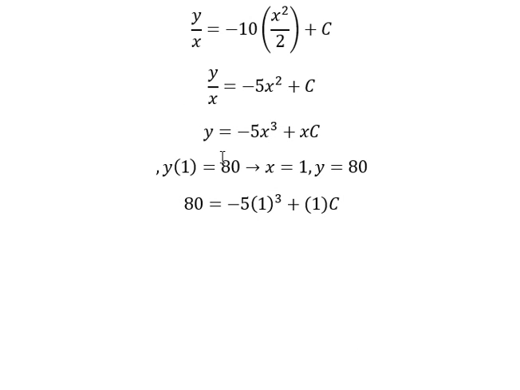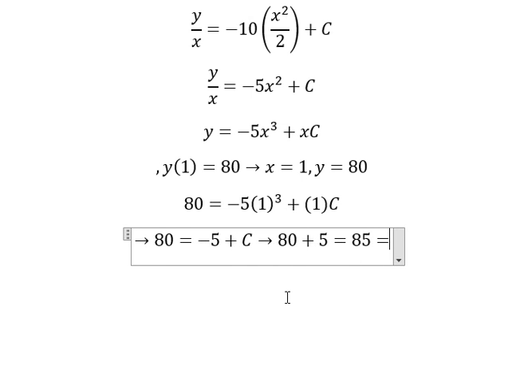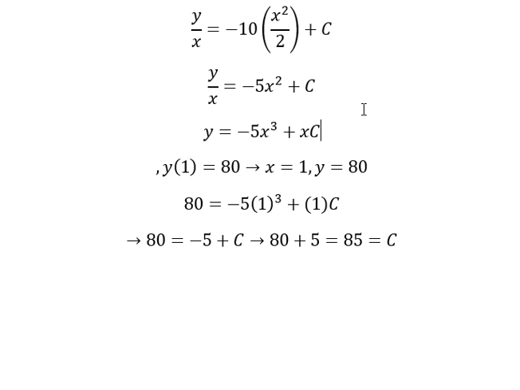Now, we need to simplify. This one you get negative 5. This one you get c. So, I will put negative 5 to the left, and you get 85 equals c.